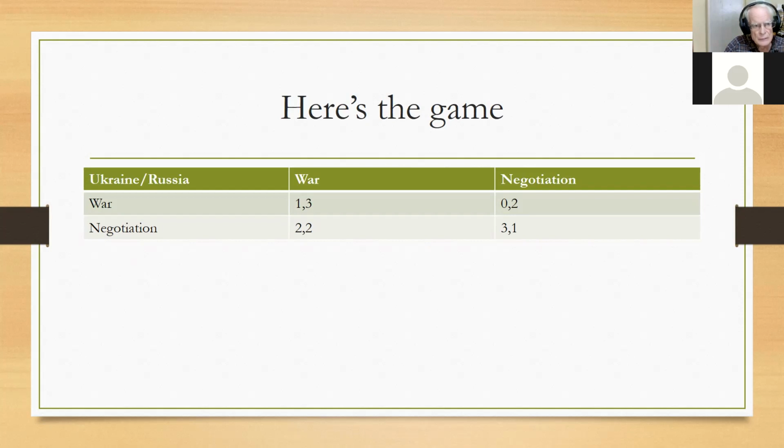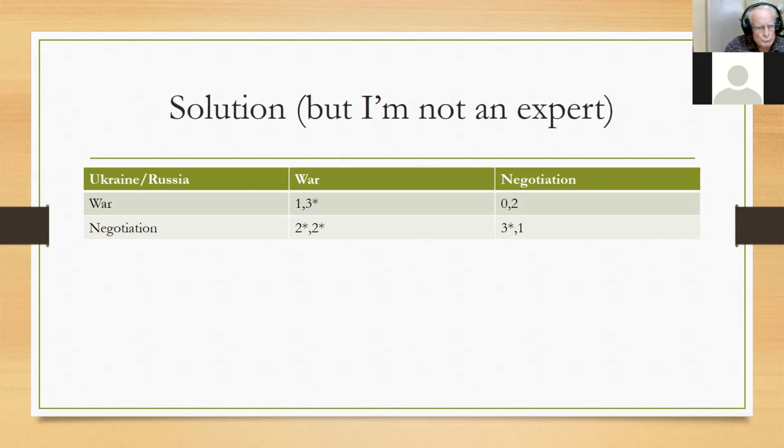And the Nash equilibrium, I think, is negotiation and war, right? Like 2 and 2. Yes, exactly. Good summary of the analysis.